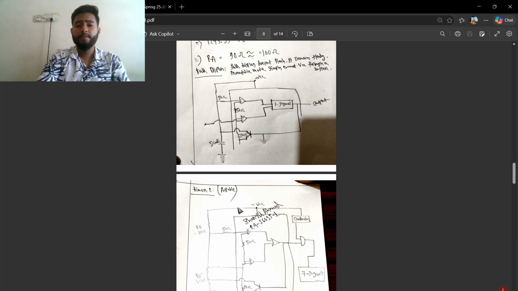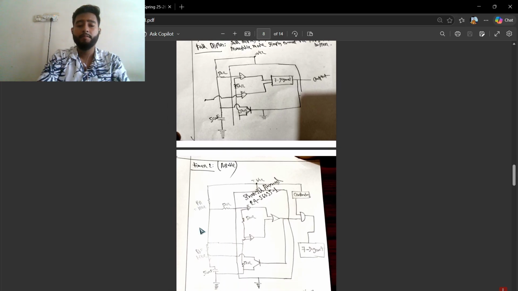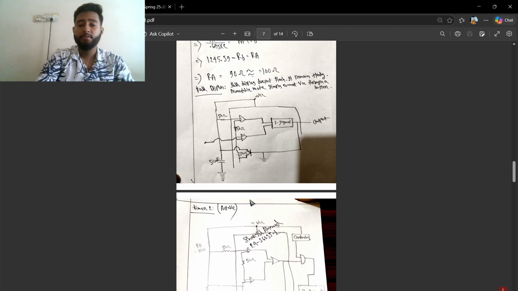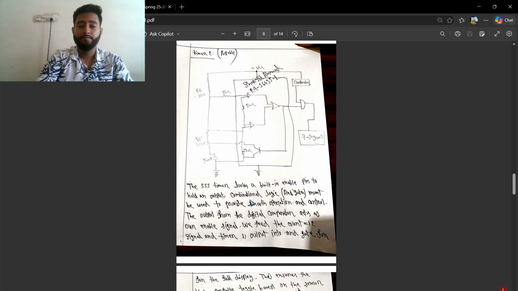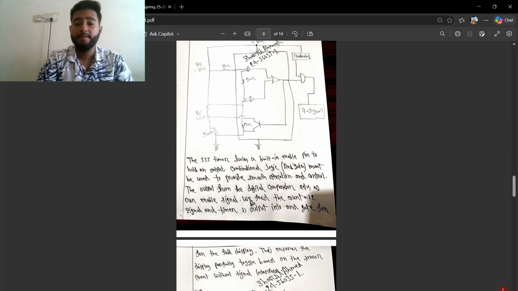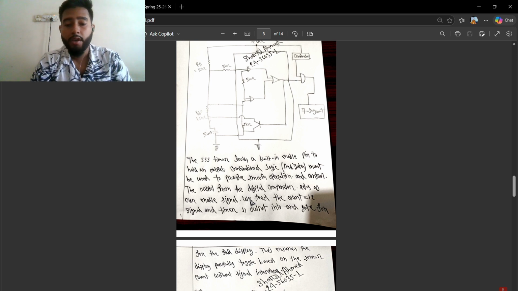And what is the main difference here? The main difference is that it has more resistance than monostable. It has just one resistance less compared to astable. So just draw it, and the 555 timer here has a built-in enable pin to hold an output.